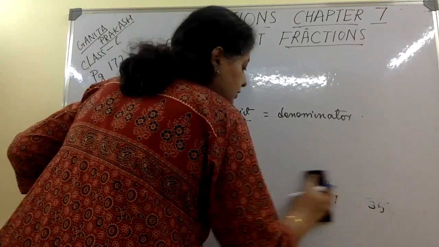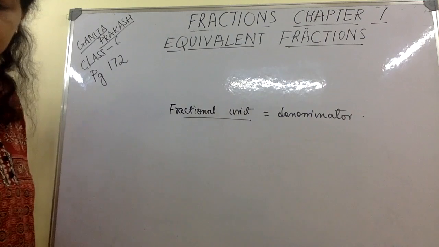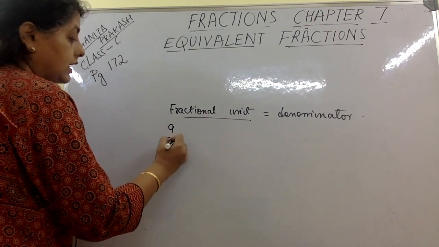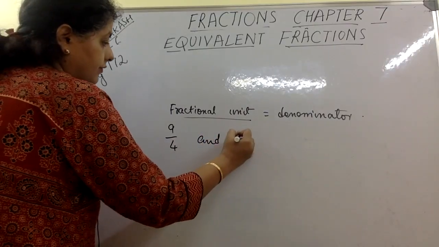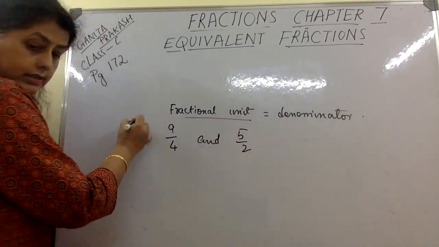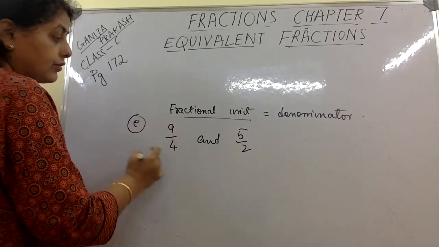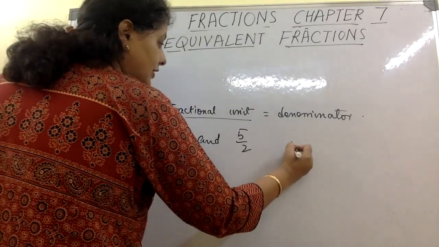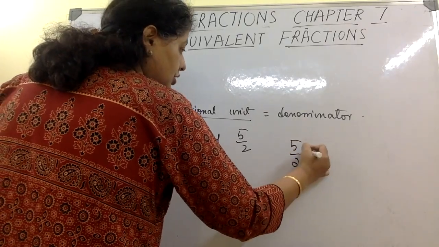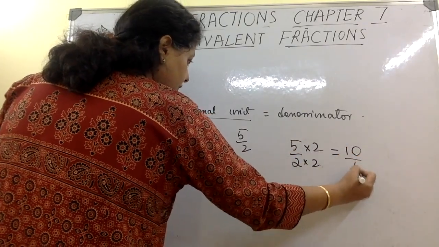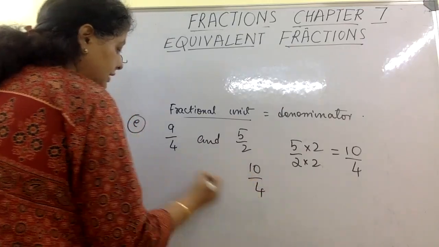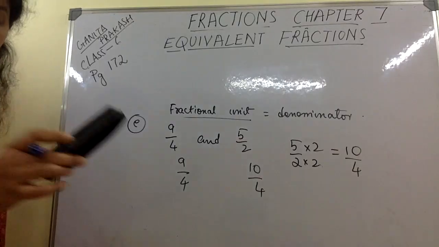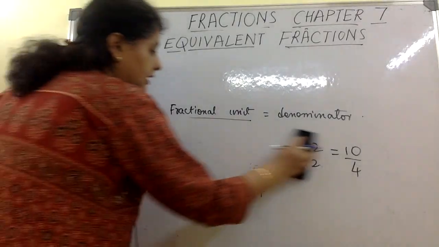Okay, now next one is 9 by 4 and 5 by 2. Okay, this is E. Now the LCM is 4. 9 by 4, I will not change this, but 5 by 2 I need to change. So this is 10 by 4. 10 by 4, same fractional unit, 9 by 4. Got the answer?